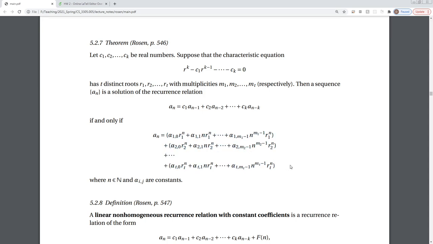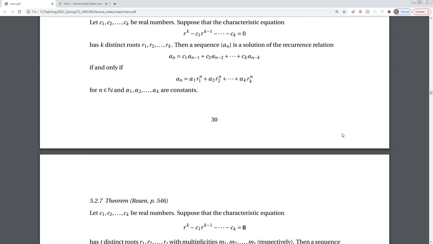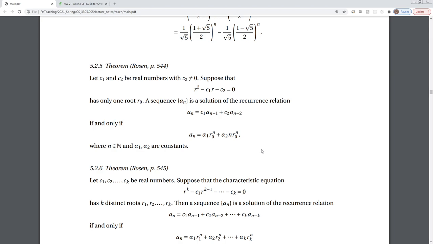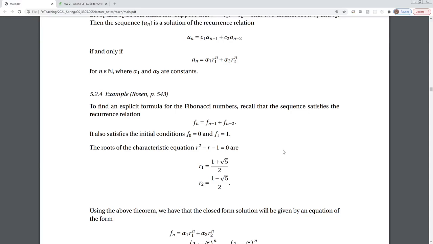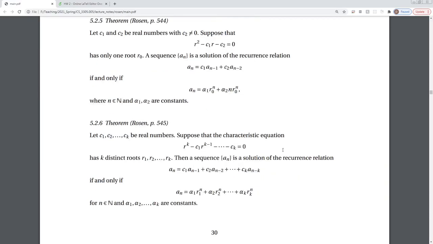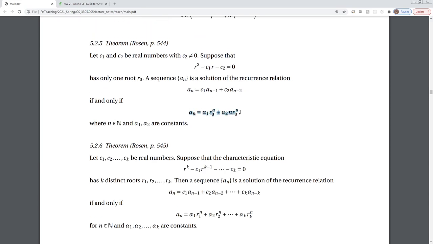Okay, well, this is quite a bit to take in, right? So essentially, you have the recurrence relation as we've been discussing. You have something times the first previous term, something else times the second previous term, and something else times some kth previous term. And as before, you can create a characteristic polynomial. You can find all of the roots. Some of them repeat, and some don't. So you can look at that longer theorem if you want, but I think it's easier just to look at what we did when we had that first repeated root.